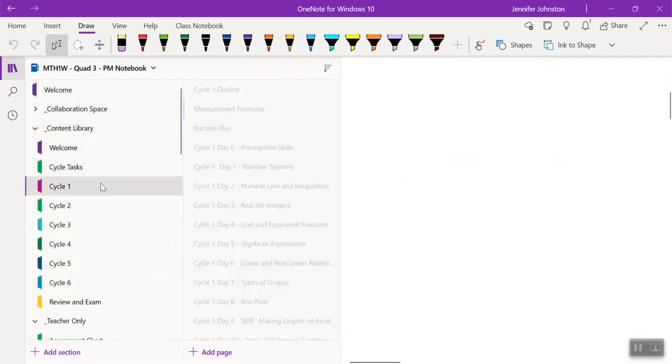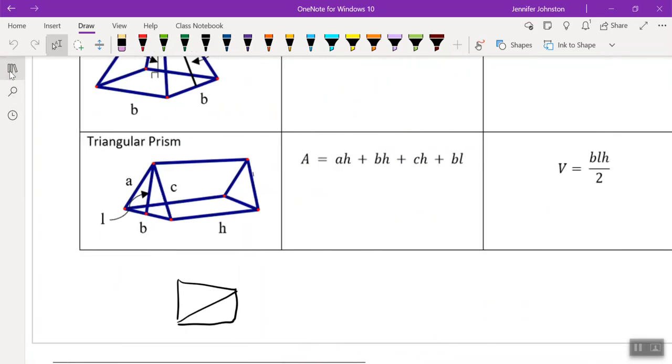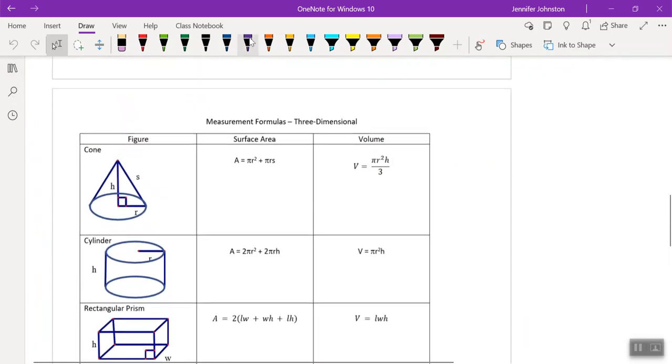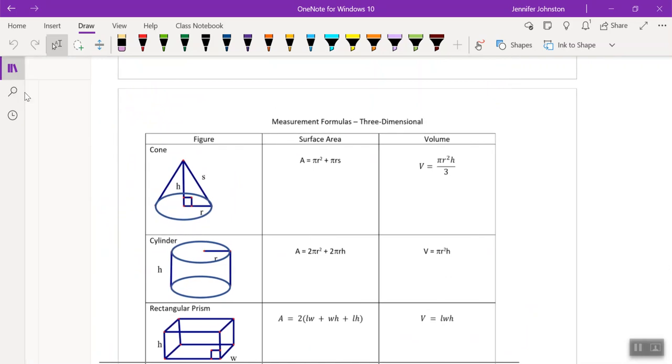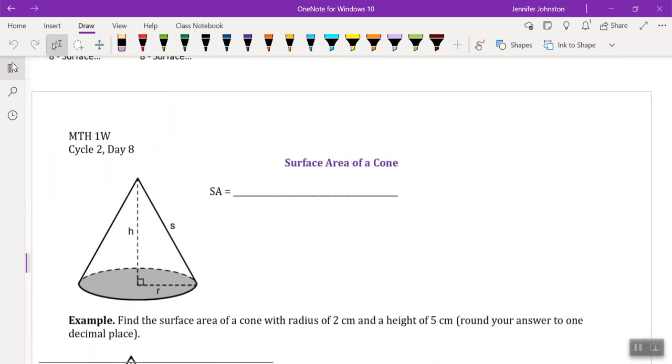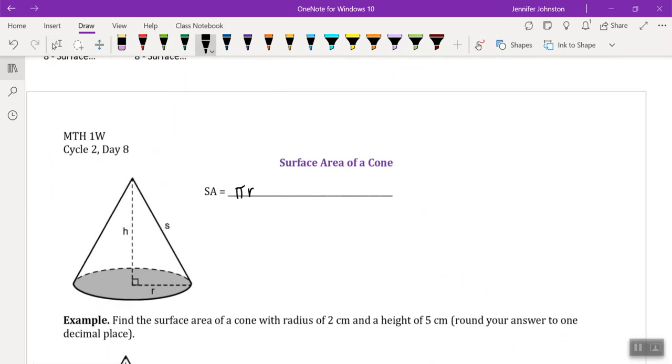Again, you can go to your formula sheet, and we can look up the surface area of a cone. So surface area is right in the middle. Here we have a cone: pi r squared plus pi r s. Right, let's talk about some of these. r is what we call our radius. s is our slant height. It's the height that's slanted.